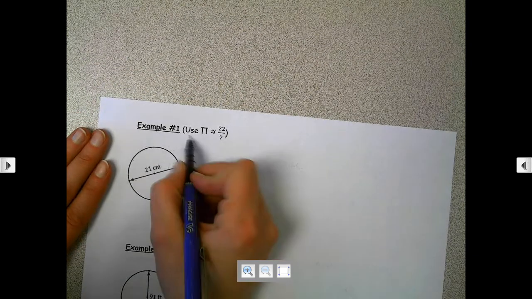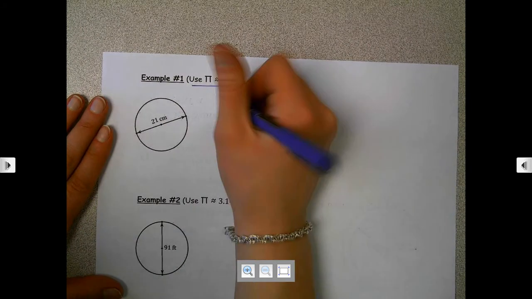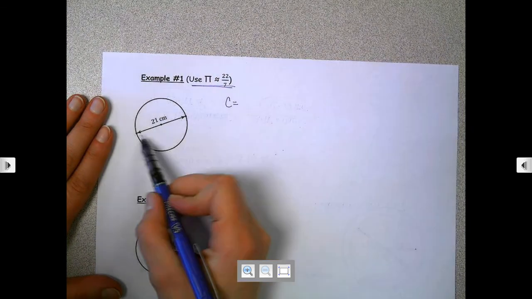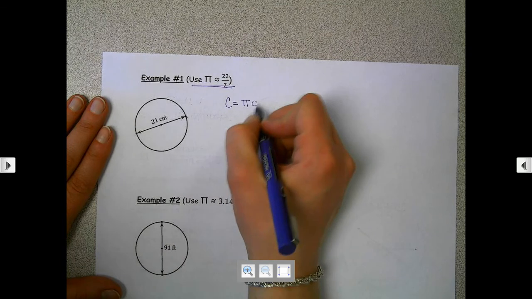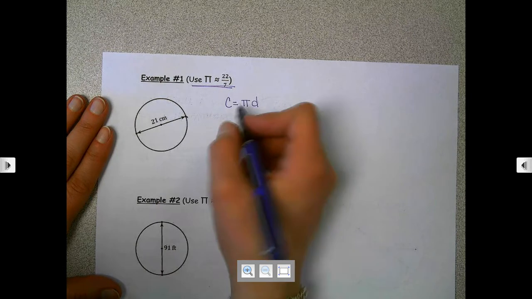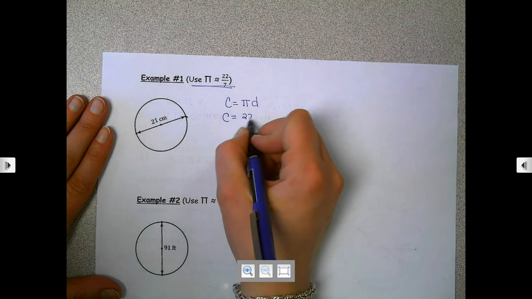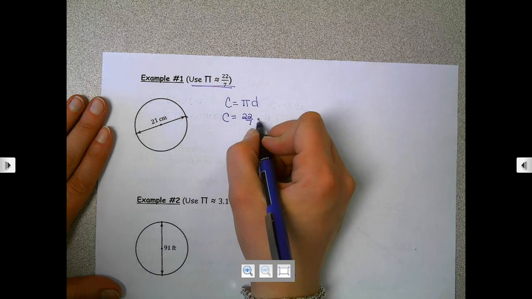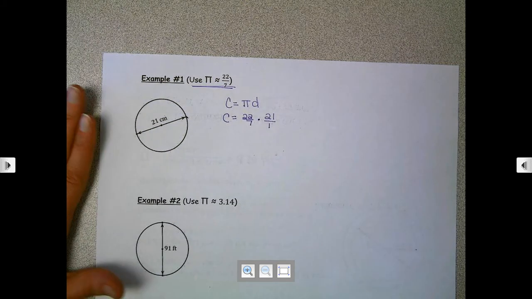In this example, we are going to use 22/7 for the value of pi. Anytime we use a formula, we need to write the formula first and foremost. So C equals, and we're going to use the diameter, C equals pi d. And the reason why we're going to use C equals pi d is because we are given the diameter. So we're going to go ahead and replace with what we know. We're going to use 22/7 for pi. And we're going to multiply the diameter, which is 21. And to make it easier, I'm going to put 21/1.